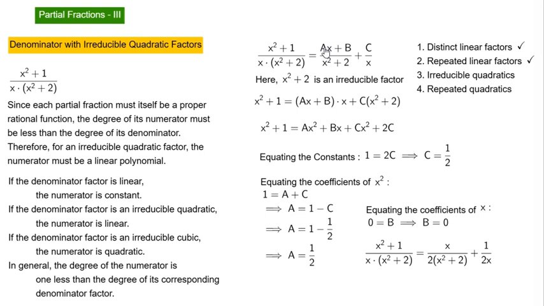A is 1 by 2, 1 by 2x plus b is 0. So 1 by 2x means 2 goes down. So x by 2 times x square plus 2. And here we have 1 by 2x. Now how did we get this? Because here we have c by x. C is 1 by 2. So 2 goes down. Let's look at another example.